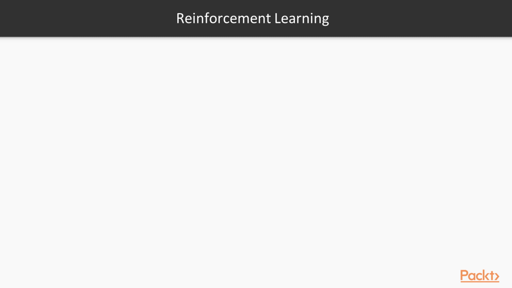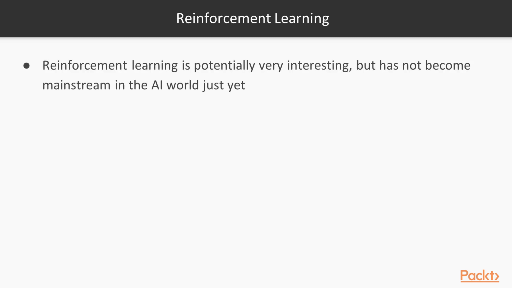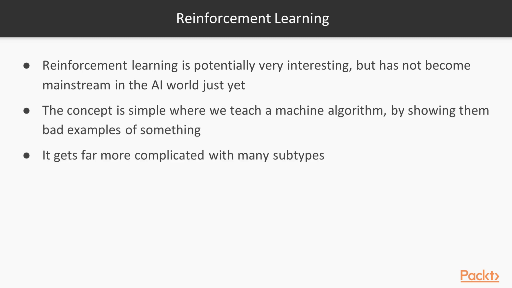Now let's talk about reinforcement learning. Reinforcement learning is potentially very interesting. However, it's not totally mainstream in the AI world just yet because the applications are somewhat niche for now. However, there's a lot of potential to apply this to other fields, especially robotics. The concept is fairly simple. Imagine you're teaching someone, and when they make a mistake, you give them a penalty, and if they do something good, you give them a reward. That reward-based learning is essentially how the algorithms in reinforcement learning learn.